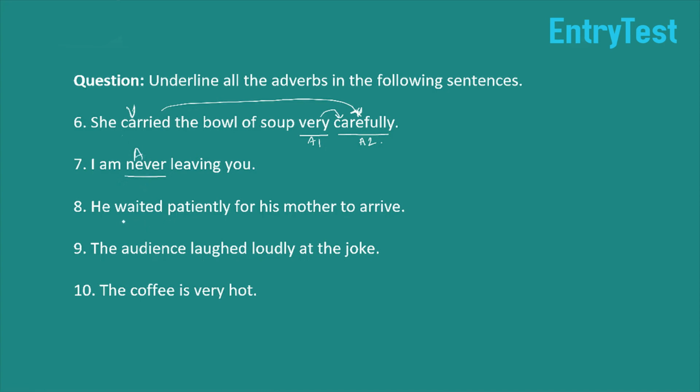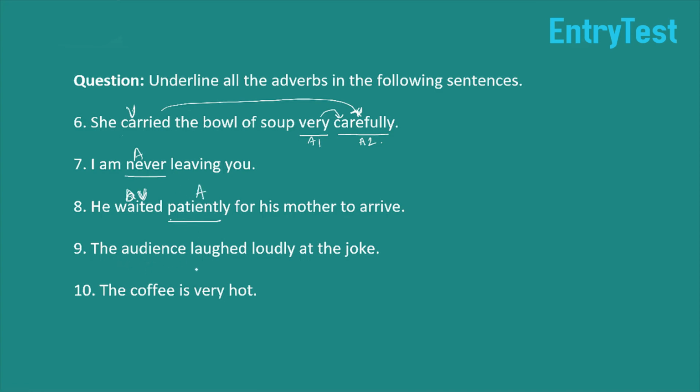Next, he waited patiently for his mother to arrive. So what is the action being performed? The action performed is waiting. The person is waiting, so this is my verb, waited. And how is the action being performed? The process is basically he is patient. So patiently is the adverb of manner, and hence it is my correct answer.